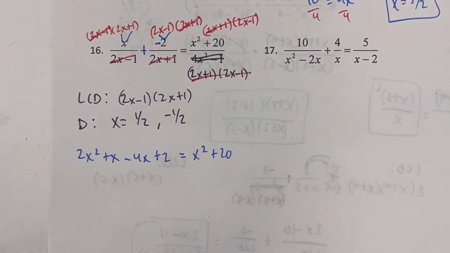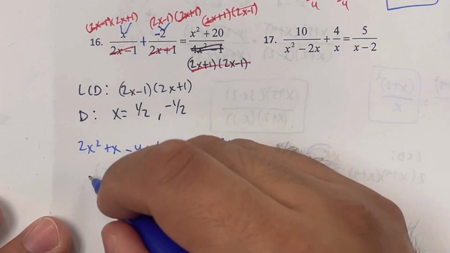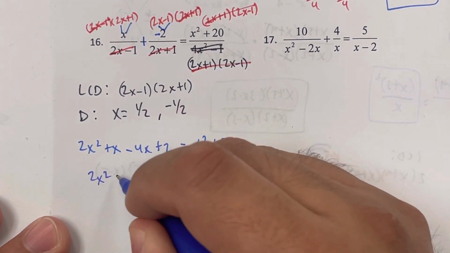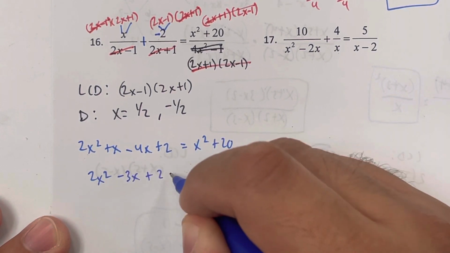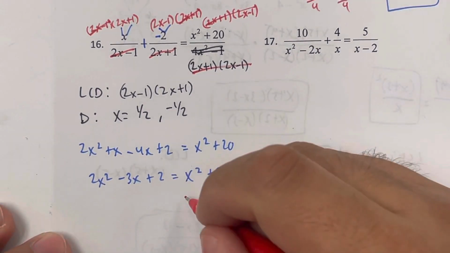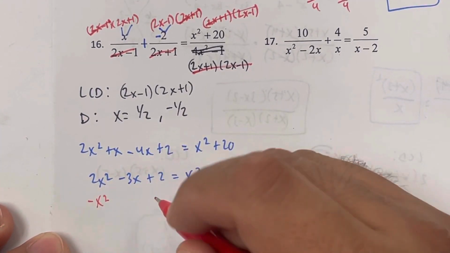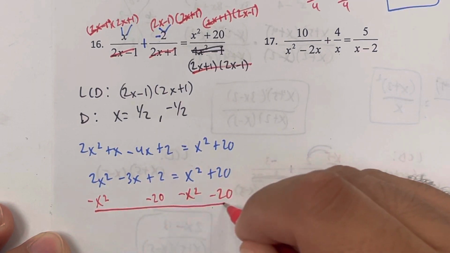Now, since I have a square term, I'm going to attempt to move everything to the same side, but I notice I can combine, so this would be 2x squared. X minus 4x is negative 3x plus 2 equals x squared plus 20. Now I'm going to move everything to the same side as the 2x squared. So subtract the x squared, subtract the 20.